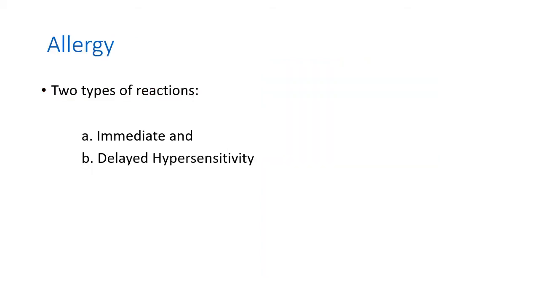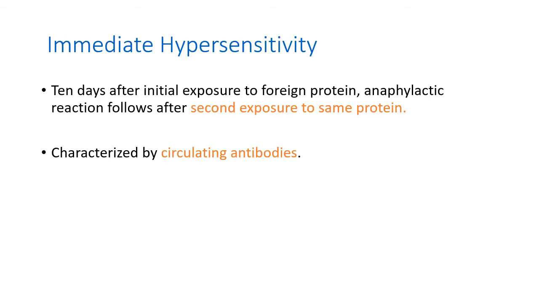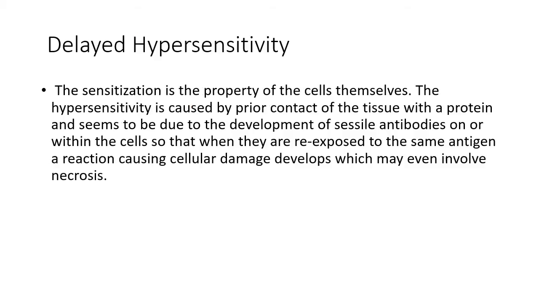So there are two types of reactions of allergy, immediate and delayed hypersensitivity. You better know this from your pathology, second MBBS. In immediate hypersensitivity, 10 days after initial exposure to a foreign protein, an anaphylactic reaction follows after second exposure to the same protein. It is characterized by circulating antibodies.